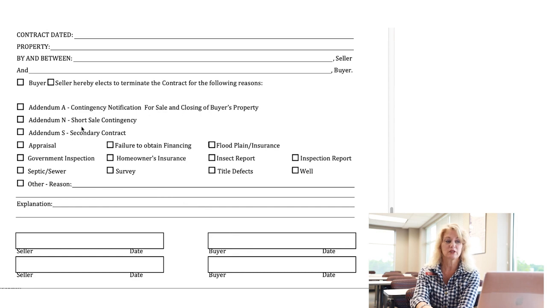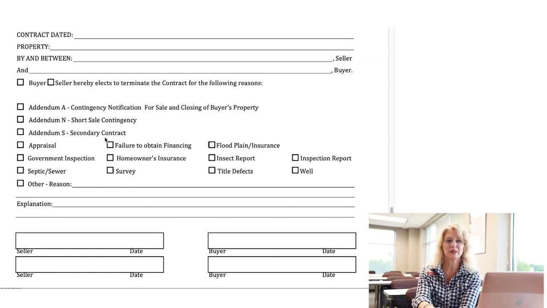Addendum N, short sale contingency. As we discussed the other day, short sales are their own beast. That is a contingency that has so many different special circumstances, and so it is possible for a short sale contingency to fail, and so you would mark this Addendum N. Buyers would sign, sellers would sign.